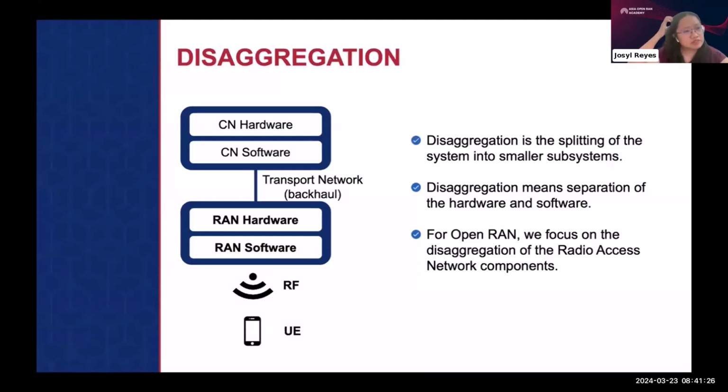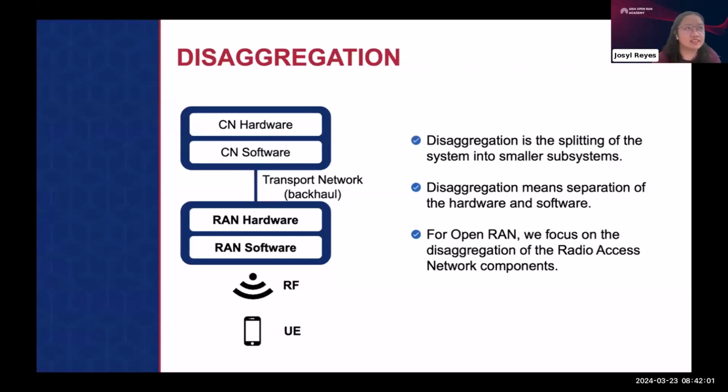Right now, because of virtualization, there is a lot more technology that can be virtualized and can be run on a commercial off-the-shelf circuit. Okay, so remember the diagram earlier, we have the core network, the transport network, and the RAN. In this case, within each part, now we can disaggregate it into smaller subsystems. And disaggregation just means the separation of the hardware and the software.